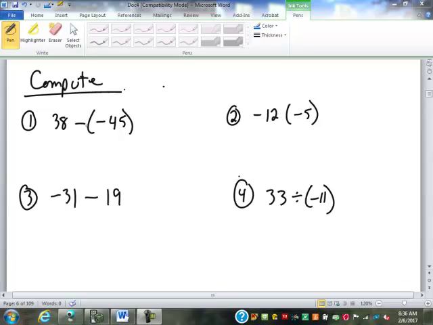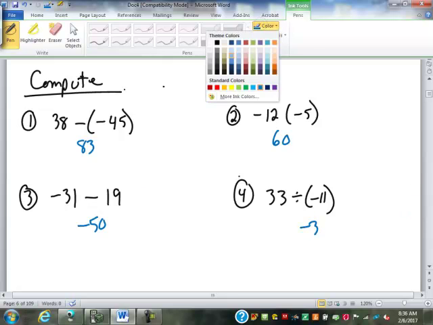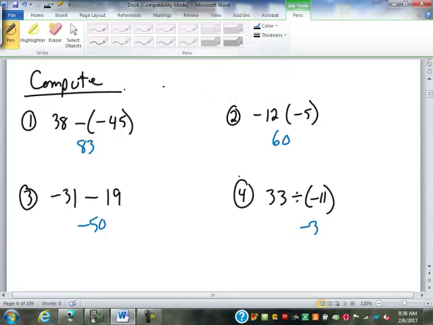Okay, so this first one, what'd you come up with? 83, good. Number 2? Positive 60. Number 3? Negative 50. And number 4? Negative 3, okay. Okay. I wasn't paying attention to the parentheses. I was like, it's just minus. Oh, gotcha. You're subtracting instead of multiplying?